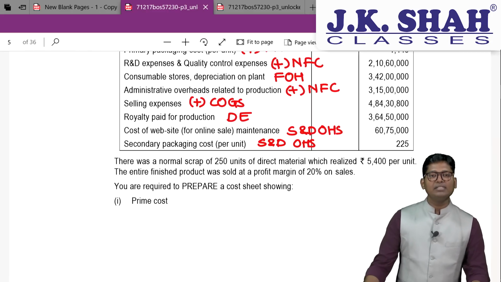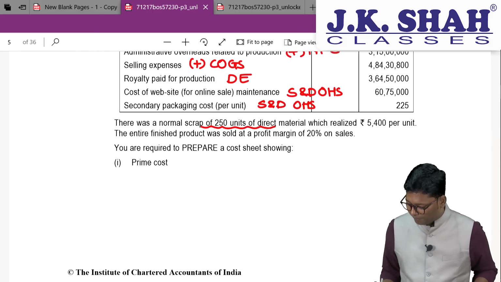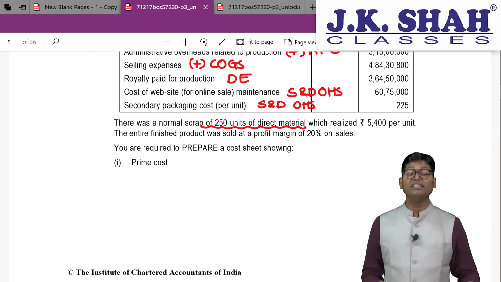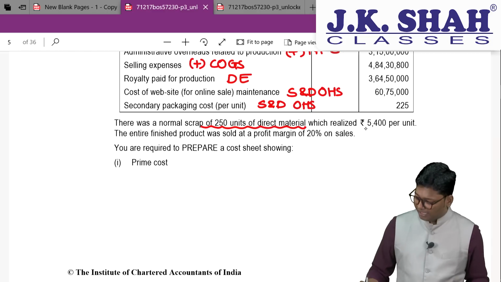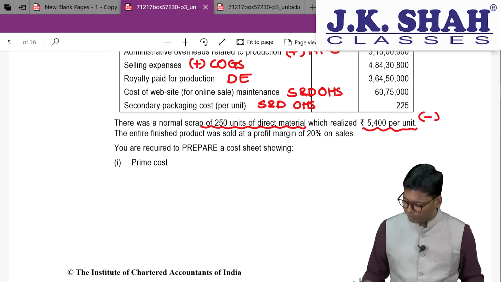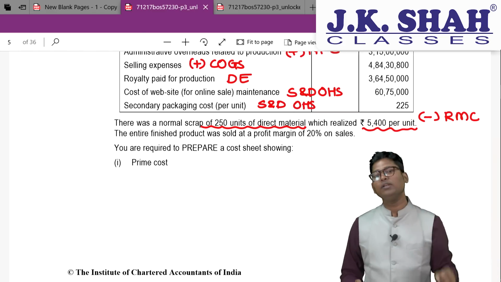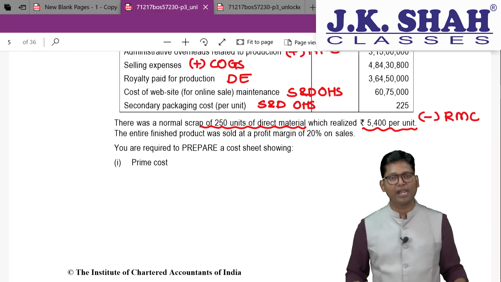There was a normal scrap of 250 units of direct material. Guys, this is the scrap, but it is not scrap of byproduct. It is scrap of material, which is realized at 5,400 rupees per unit. So this scrap is to be deducted from the RMC, that is raw material consumed. While calculating direct material cost, it is to be subtracted.